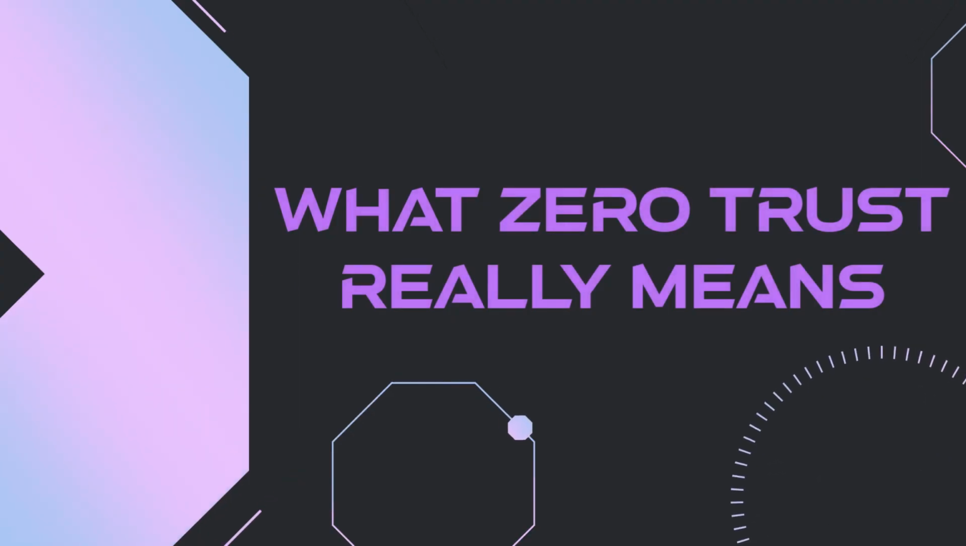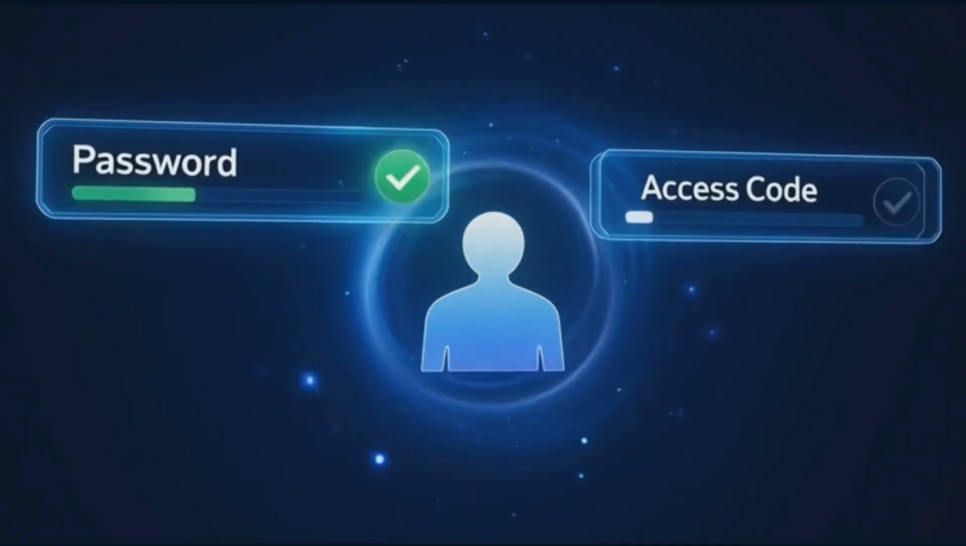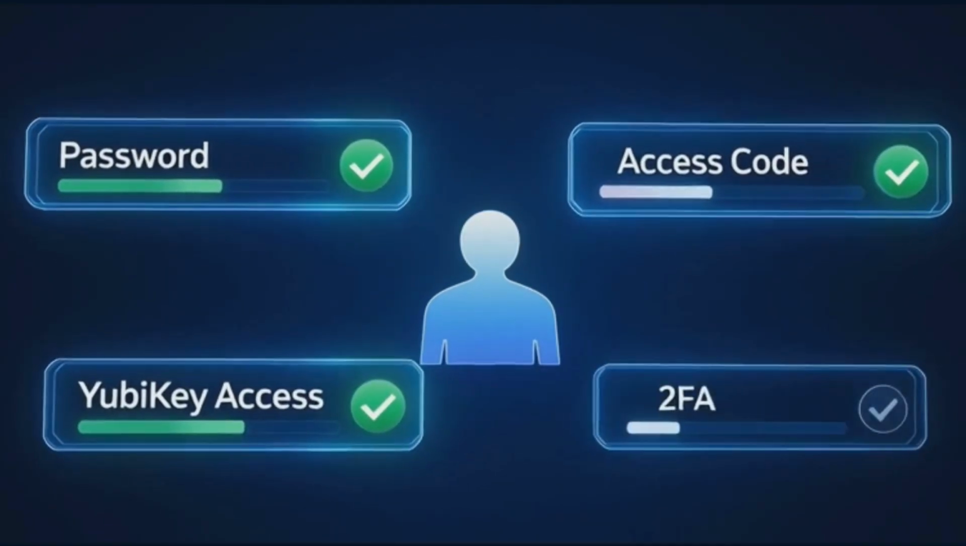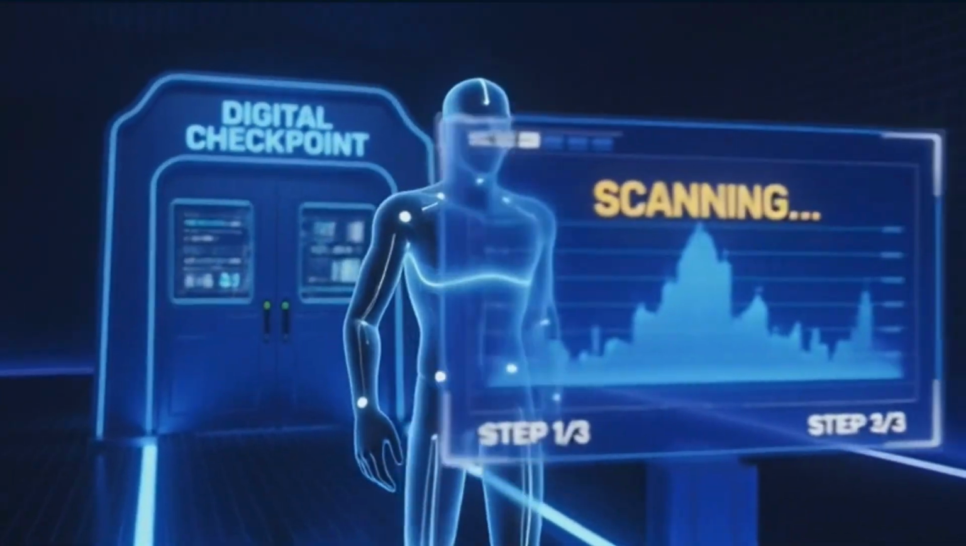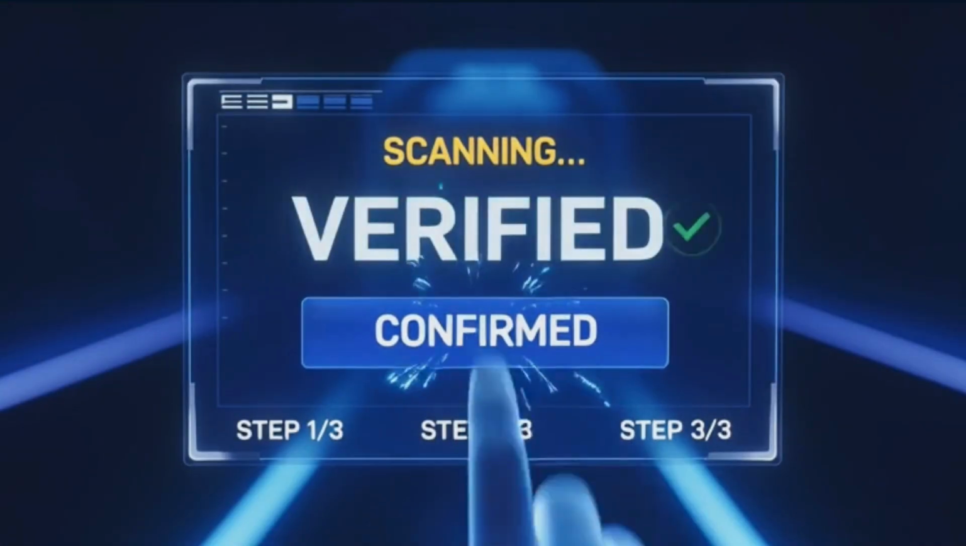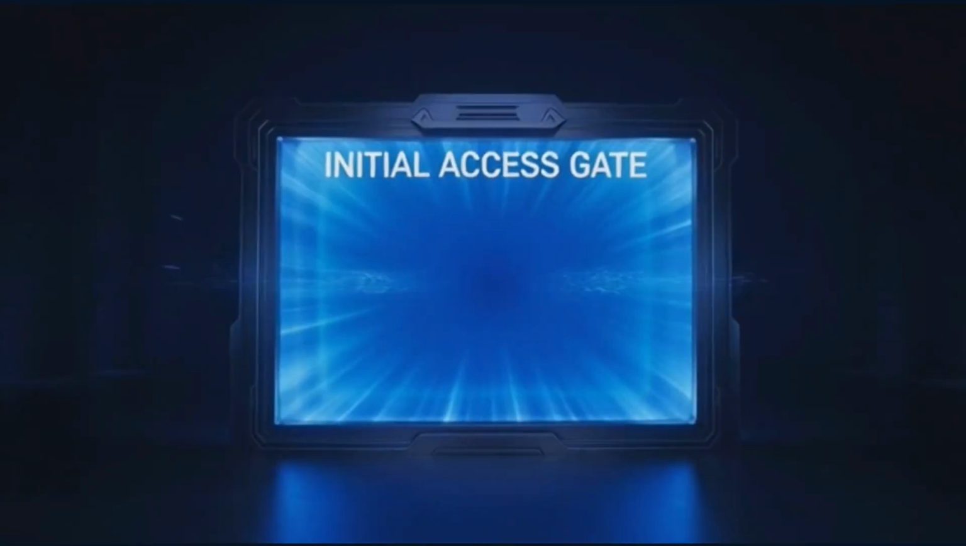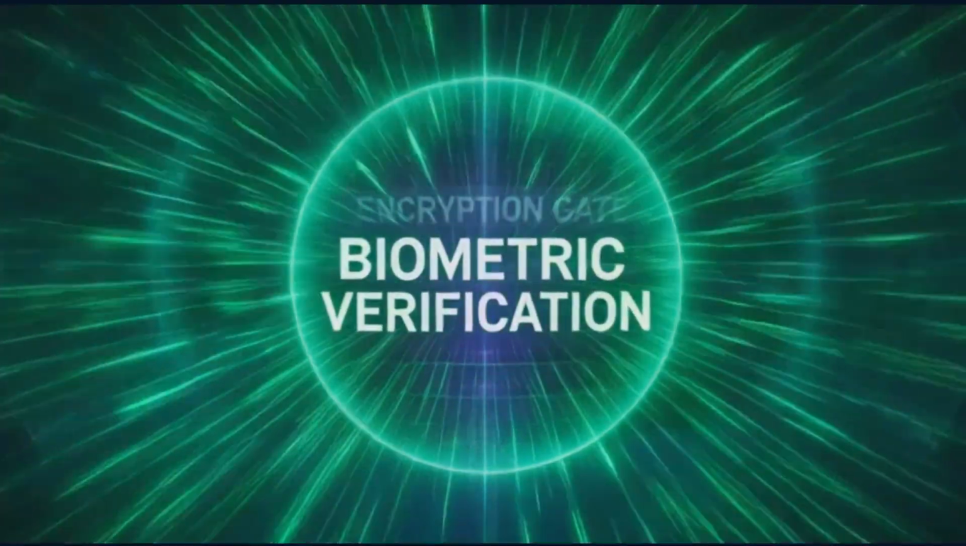Zero trust flips the old model. Instead of trust but verify, zero trust follows one rule. Never trust. Always verify. Every user, device, and request must prove who they are, every time.